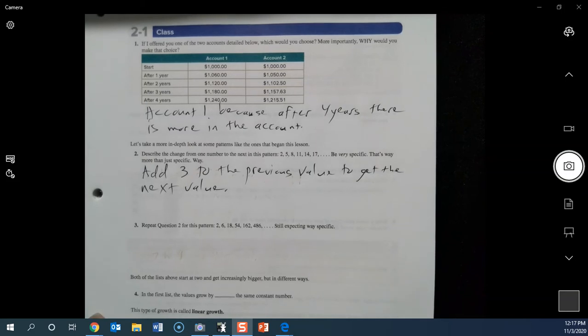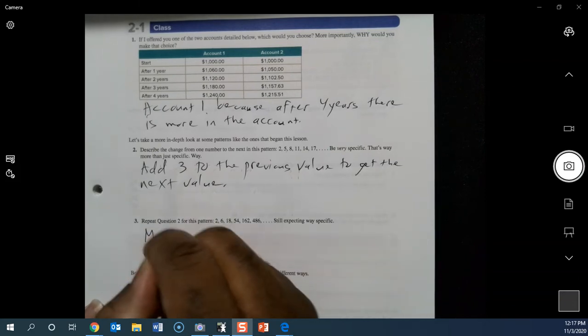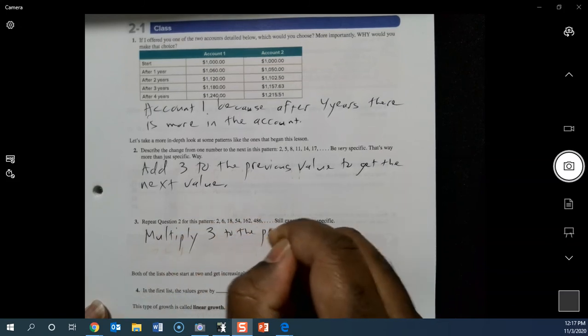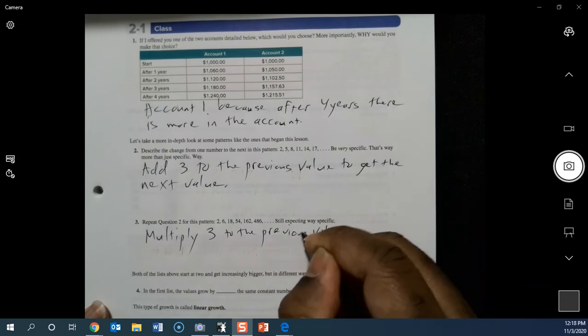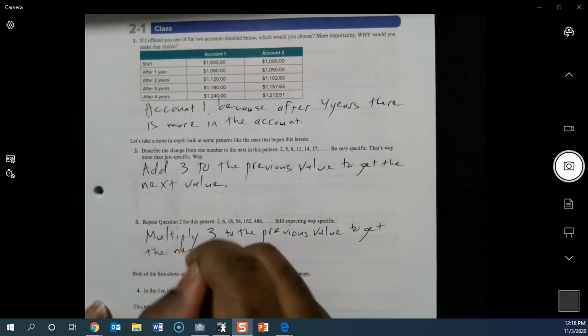Still expecting very specific. You notice here, first we'll try addition. We'll add 4, but then 6 plus 4 is 10. That doesn't work. Now, we wouldn't do subtraction or division because the numbers are not going down. So we can do multiplication. So 2 times 3 is 6, 6 times 3 is 18, and so on. So we'll multiply 3 to the previous value to get the next value.